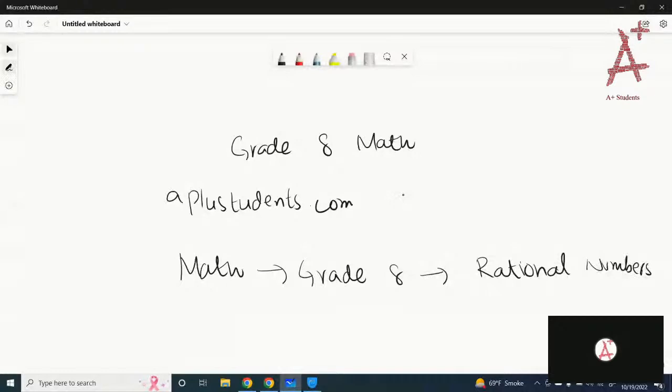We are going to start with the final test of the chapter rational numbers. So please make sure you have your notebook and pencil so that you can note down important examples and definitions as well. Got it? So let's start with the test of the final.